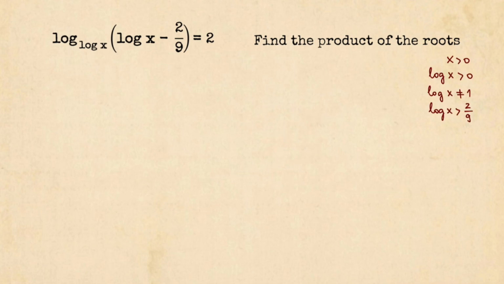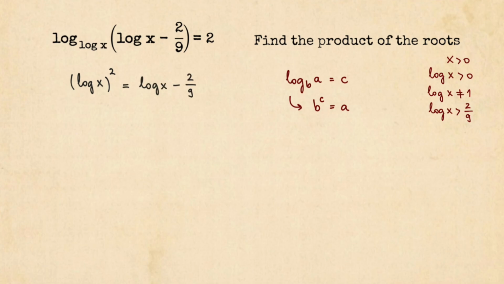In the first step, we use the definition of a logarithm. If log base b of a equals c, then b to the power of c equals a. Essentially, to what power must we raise a base b to get a specific number a? Applying this to our equation, we can rewrite it as log x to the power of 2, or log x all squared, equals log x minus 2/9. 2 is the number we raise our base, log x, to get log x minus 2/9.